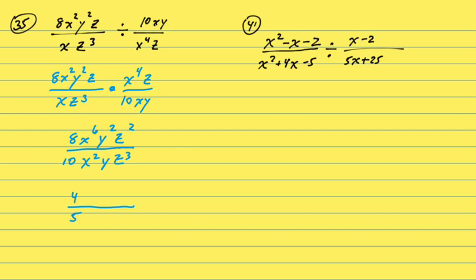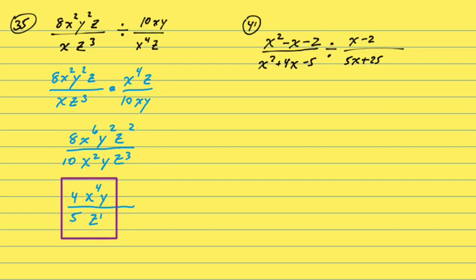How many more x's are on top? 4 of them. How many more y's are on top? 1 of them. How many more z's are on bottom? 1 of them. So this should be your answer for number 35. You just want to stay, change, flip. I multiplied top times top, bottom times bottom, and simplified.